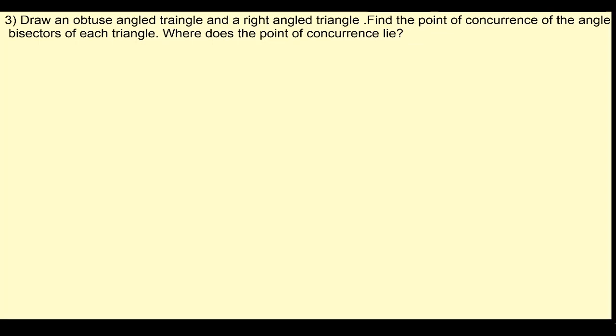Draw an obtuse angle triangle and a right angle triangle. Find the point of concurrence of the angle bisector of each triangle. Where does the point of concurrence lie? Let us start with obtuse angle triangle.